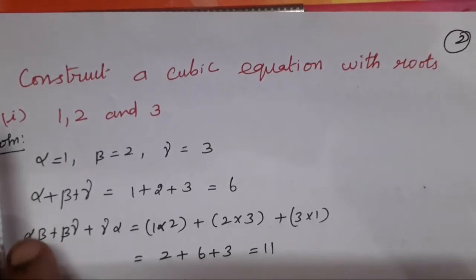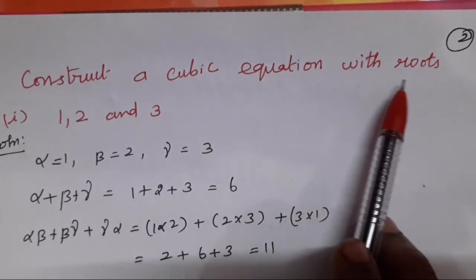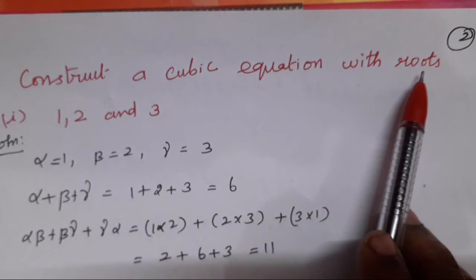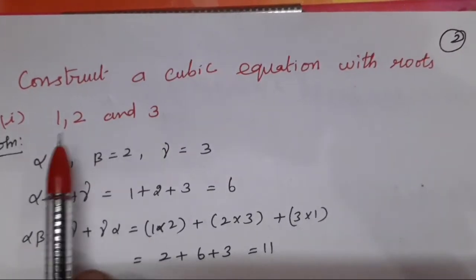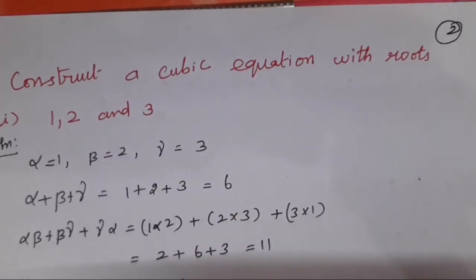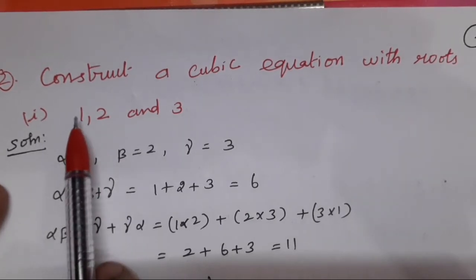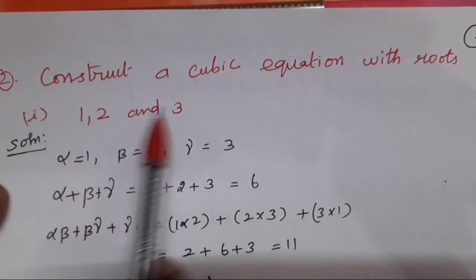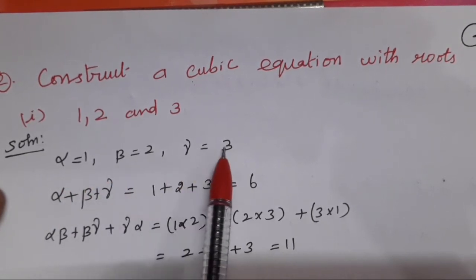Exercise 3.1. See the second question. Construct a cubic equation with the given roots. Here, three roots are given: one is alpha, another is beta, another is gamma. This is a cubic equation. Cubic means, as I already told you, it has three roots. The numbers given are 1, 2 and 3. So let alpha equal to 1, beta equal to 2, gamma equal to 3.